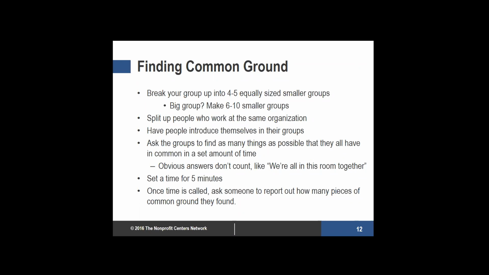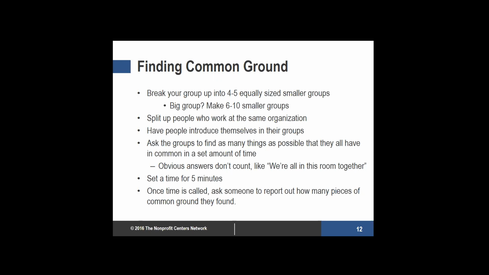When I first started using this icebreaker, I thought that you'd probably see 5 to 7 commonalities in the room, and that would include some of the obvious answers. And so I took those obvious answers off the table. You can't have people count, we're all in this room together, as a commonality. We're all attending the same Collaboration Launchpad. And people have surprised me every time that I've used this activity.